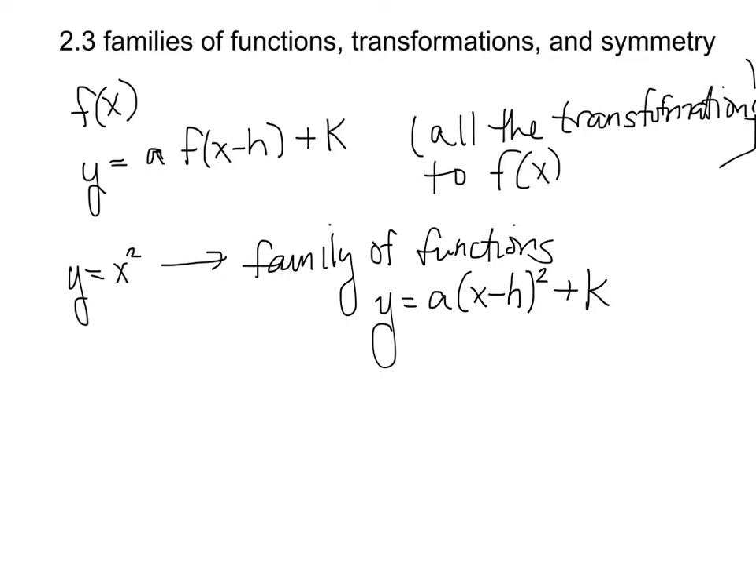So we're going to start by looking at what each of these things kind of do. When we look at a, we're going to see that it refers to a stretch factor or a reflection. H refers to a horizontal shift, and k refers to a vertical shift. So what we're going to do again is break each of these down.